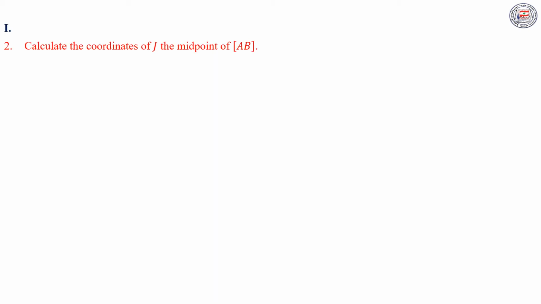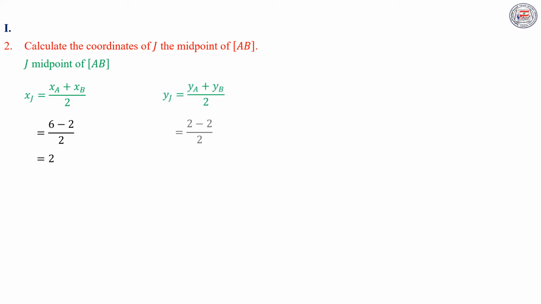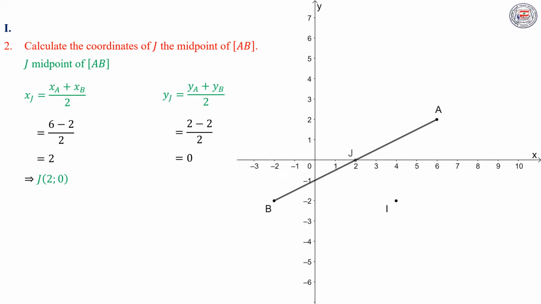In part 2, we have to calculate the coordinates of J, the midpoint of AB. J midpoint of AB, then xJ equals (xA plus xB) over 2 equals (6 minus 2) over 2 equals 2. And yJ equals (yA plus yB) over 2 equals (2 minus 2) over 2 equals 0. Then the coordinates of J are (2, 0). And this is the representation of J in the orthonormal system.